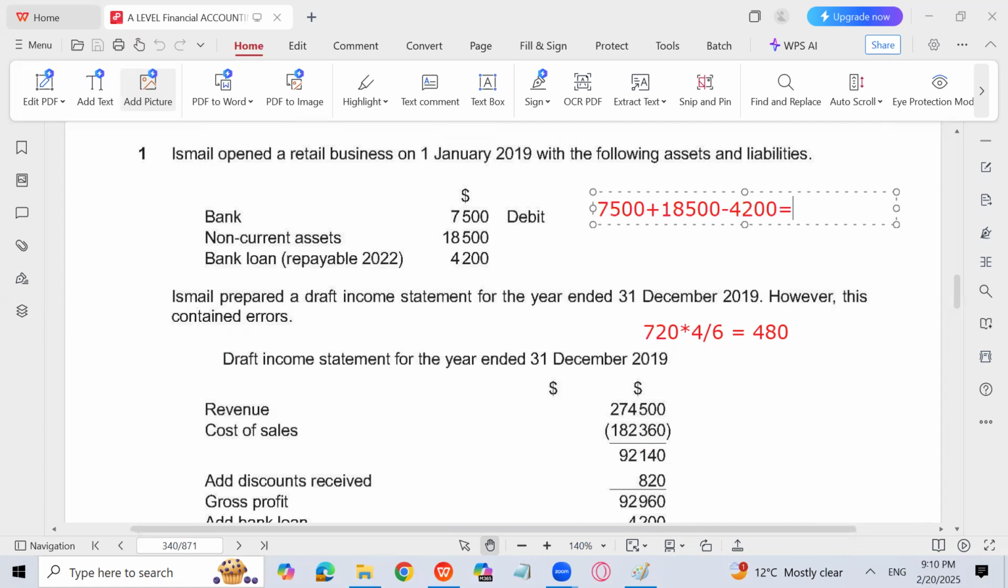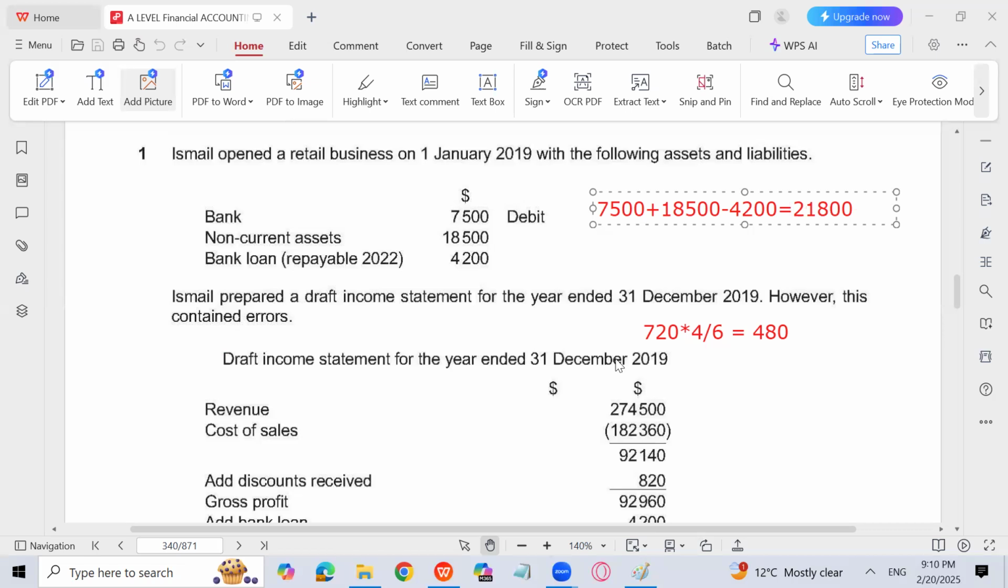400 will not be added while calculating opening capital because that particular amount was recorded wrongly on 18th January. So we are finding the amount of capital on 1st January. That's why for depreciation, we can add it up because we have to charge depreciation for the whole year. So the answer is 21800. The capital at the start is 21800.